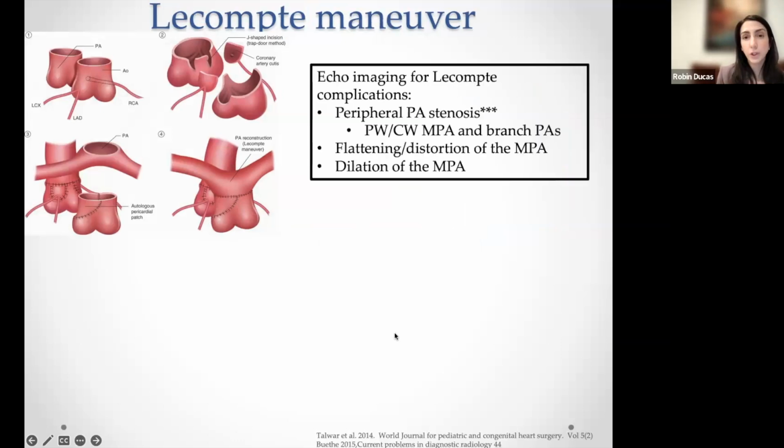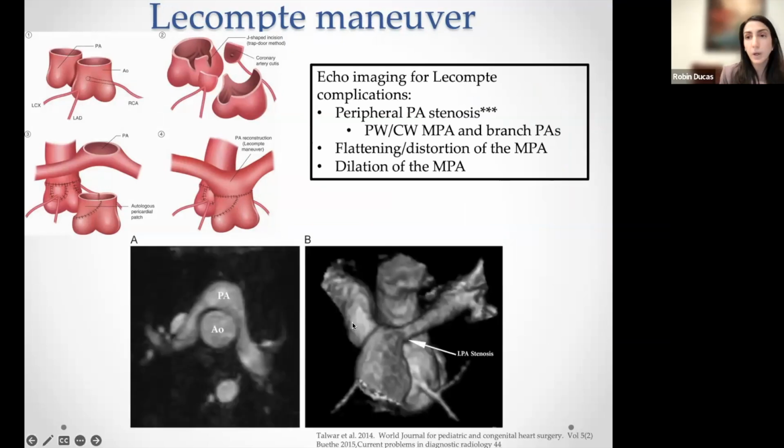When we're imaging it, we look for branch PA stenosis. It's important to interrogate with both PW and CW in the MPA and the branches. You can look for flattening or distortion of the main pulmonary artery as well as dilation. To give you a view from CT, just to help cement what we're looking for in your mind, you have your main pulmonary artery with the branch PAs draping across the ascending aorta. And in this reconstructed figure of a patient with this procedure, you can see that there's narrowing of the LPA and there's LPA stenosis.